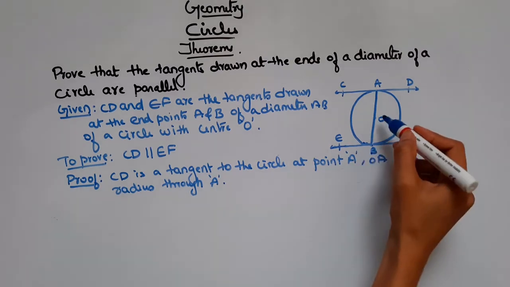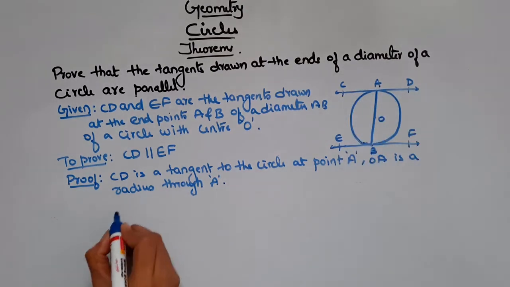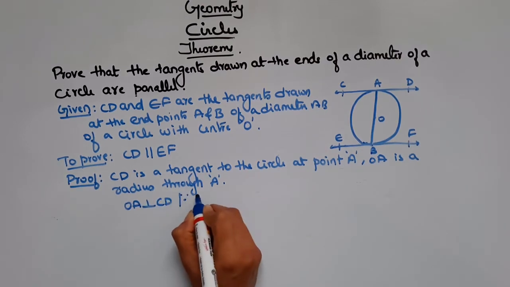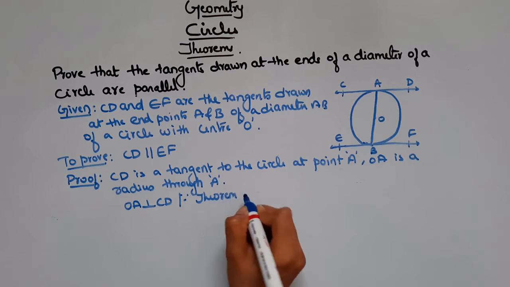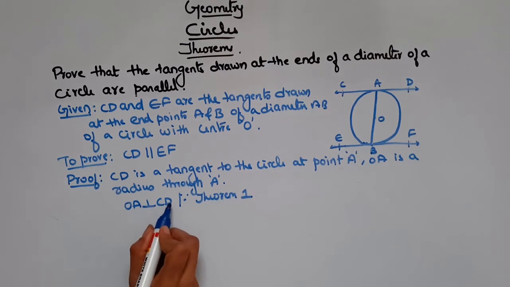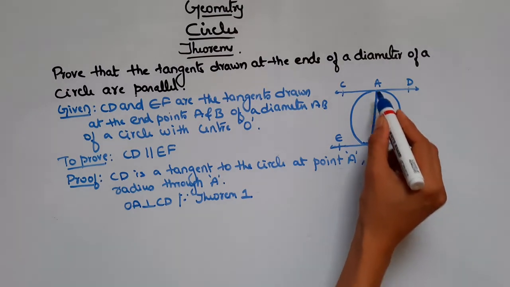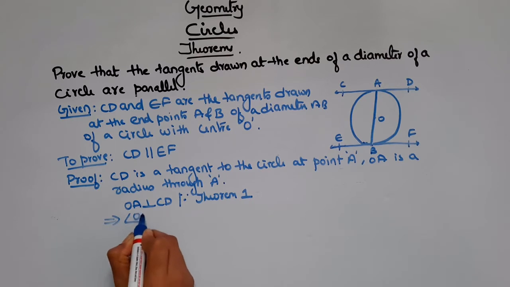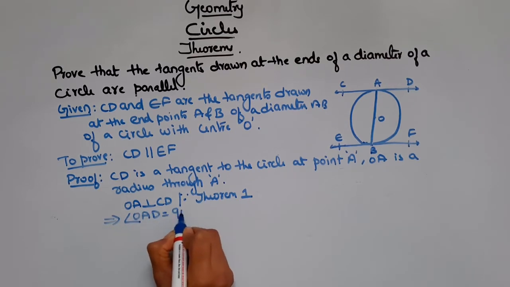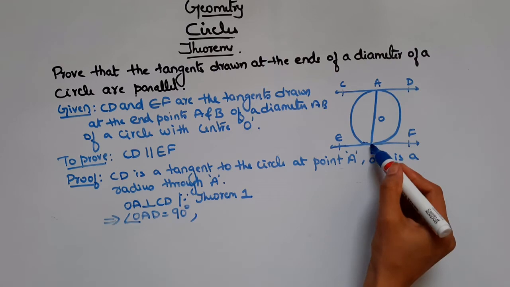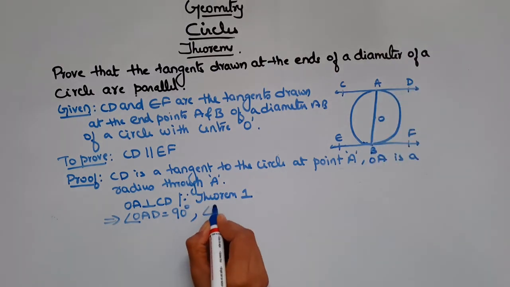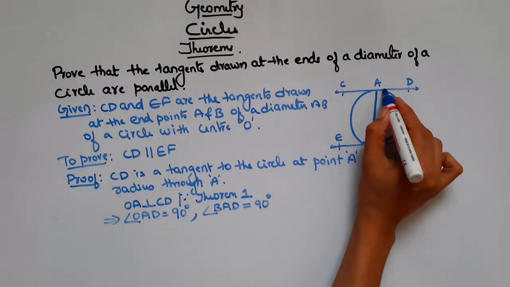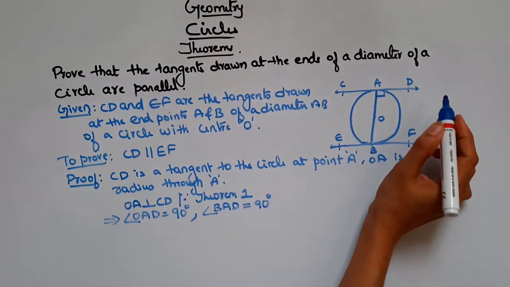So we can say OA is perpendicular to CD. Since theorem 1, OA is perpendicular to CD means we can write angle OAD is equal to 90 degrees. This implies angle OAD is equal to 90 degrees. We can also write angle BAD. So BAD is equal to 90 degrees. So this angle is 90 degrees, right?